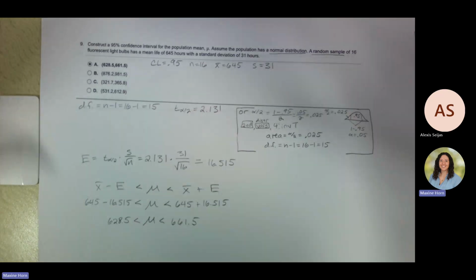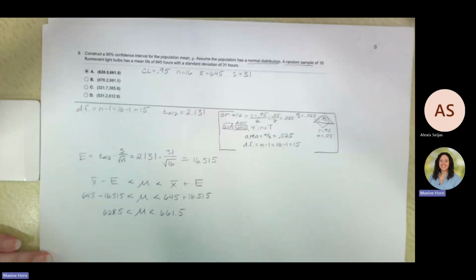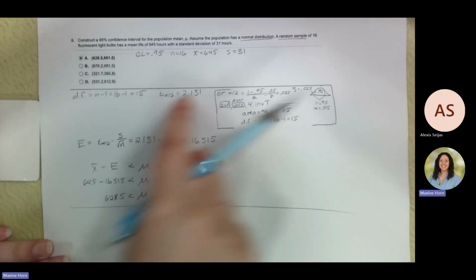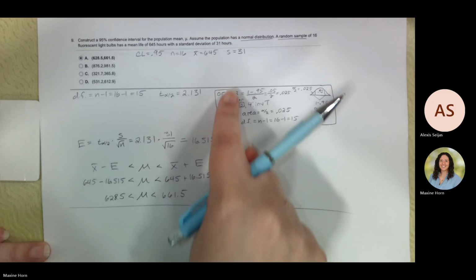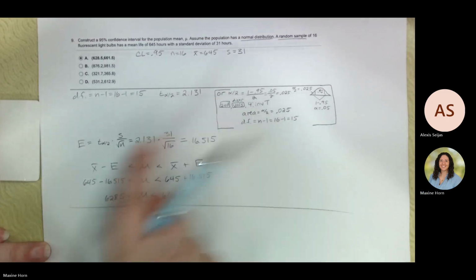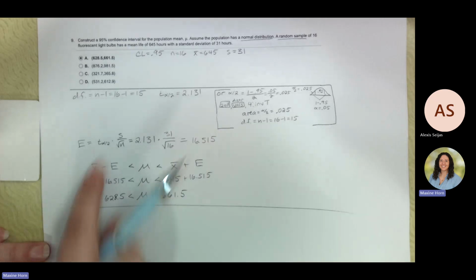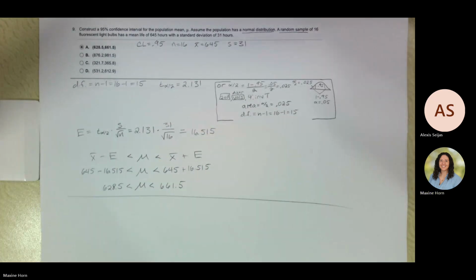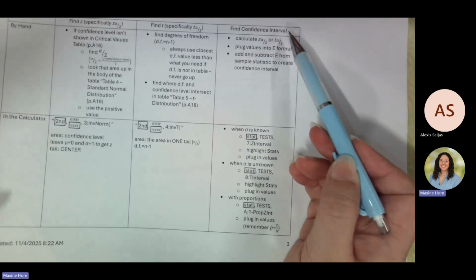So now let's do that fully on the calculator. Okay. So doing it this way was fully by hand. Finding your T alpha halves in the calculator and then plugging it in was partial calculator, partial by hand. Now let's do it fully in the calculator. So again, we can always refer back to our little sheet here. I want to find my confidence interval.